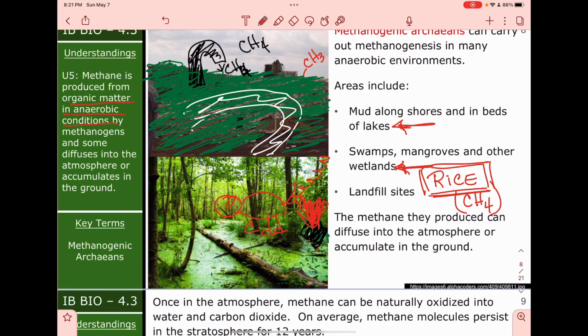It's one of the reasons why people are saying we need to stop eating red meat, because when we have these cows, we have the bacteria that live in their guts. They've got 4 stomachs, and it's an anaerobic environment. In fact, they live in the human gut too, but we just don't have nearly as many of them.